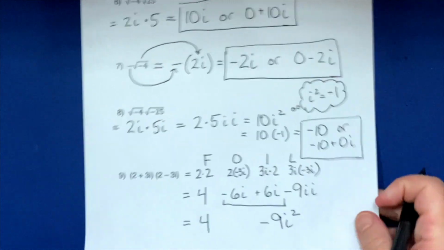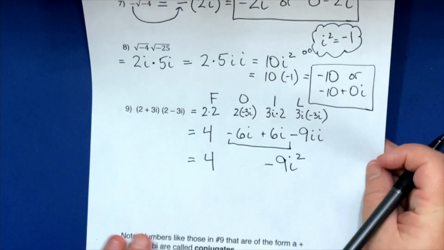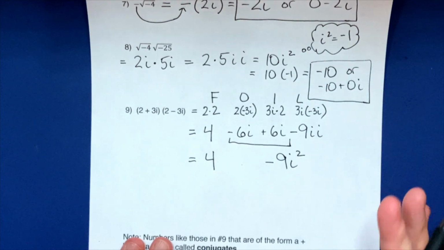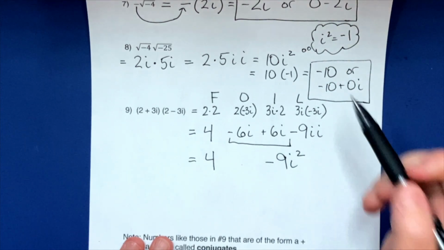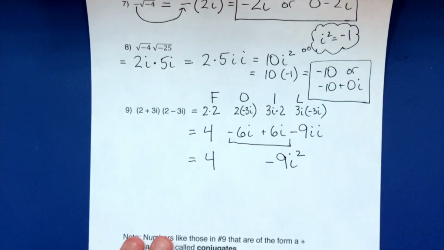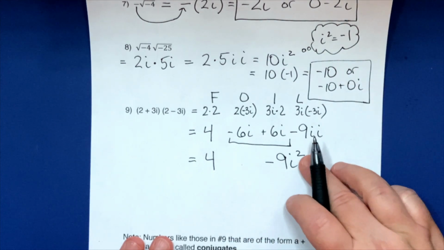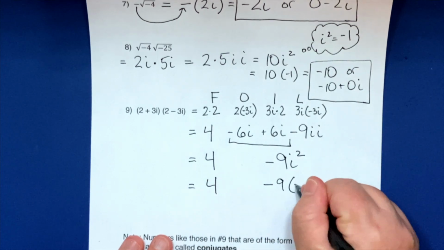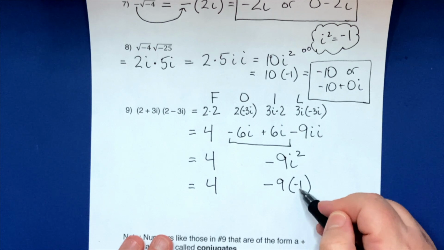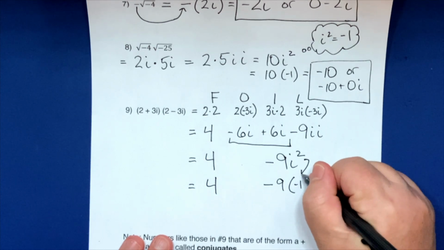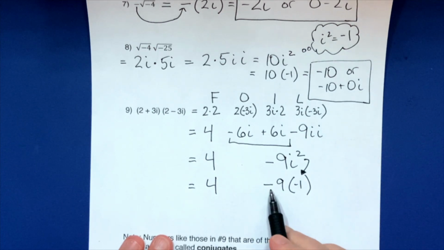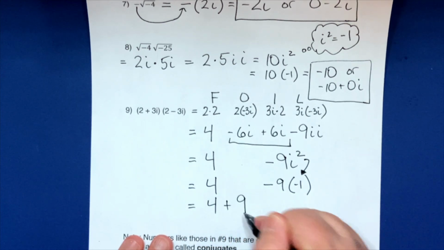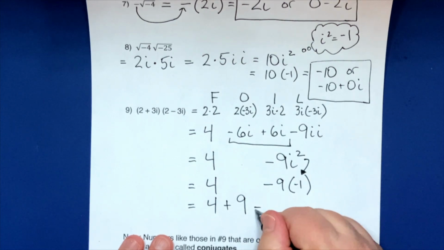And the question is, are we done? And the answer is no. Because, back up here, I squared every time. So i's work just like variables, except every time you see an i squared, you have to replace it with a negative 1. So this is 4 minus 9 times this negative 1. So the i squared is a negative 1 right there. Well, that's interesting, because negative 9 times negative 1 is a positive 9. 4 plus 9 is 13.